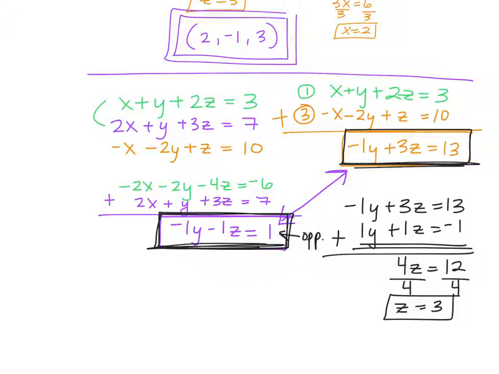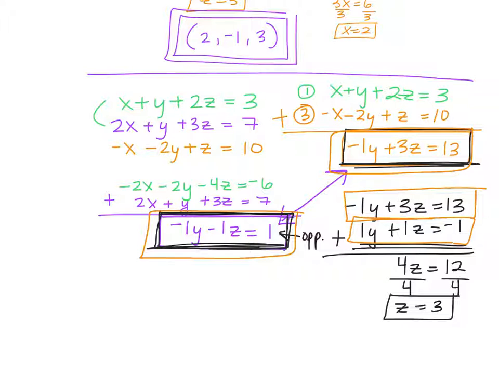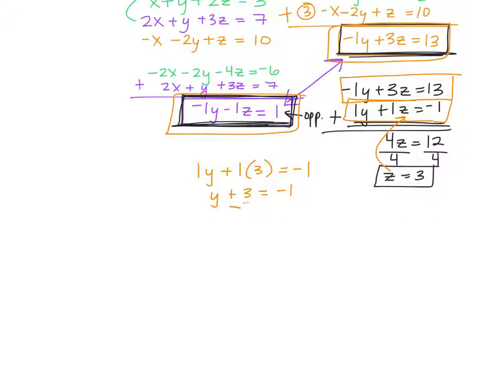Okay, so if we plug this in, you can plug this in here, here, here, or here, right? Which one? 1z plus 1y plus 1z equals negative 1? Yes. Okay, so we'll plug z in here. So it's 1y plus 1 times 3 equals negative 1. So that's y plus 3 equals negative 1. Take away the 3. So y is negative 4.